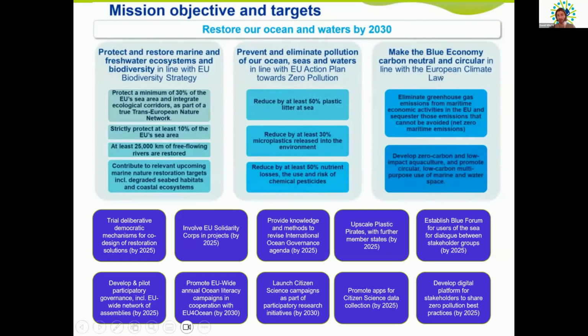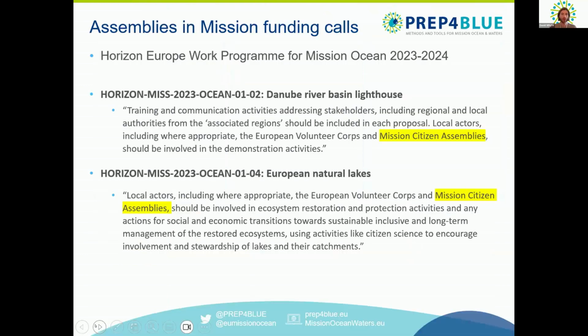And this webinar series is all about citizen engagement with the mission. Down here, taken from the mission implementation plan, I have a graphic of the 10 citizen engagement target outcomes that they want to achieve by 2025 and 2030. Today's session is all about this one: trialing deliberative democratic mechanisms for co-design of restoration solutions. Not only restoration solutions, by the way, because I can show you an example of some of the activities that the mission has been funding.